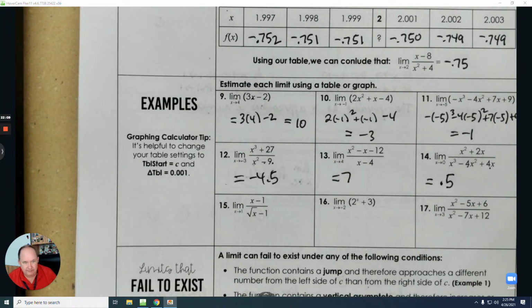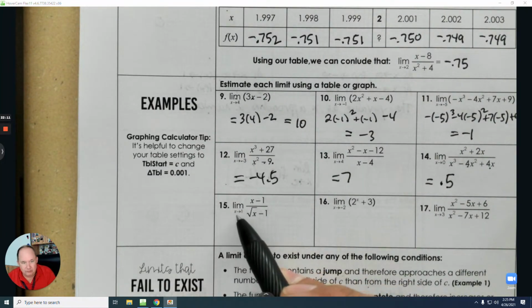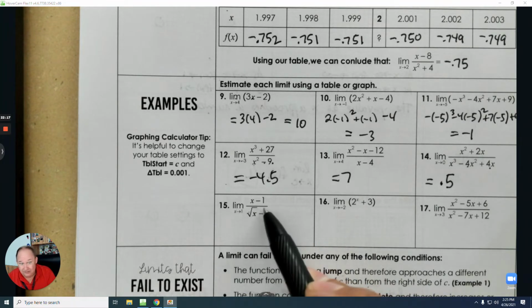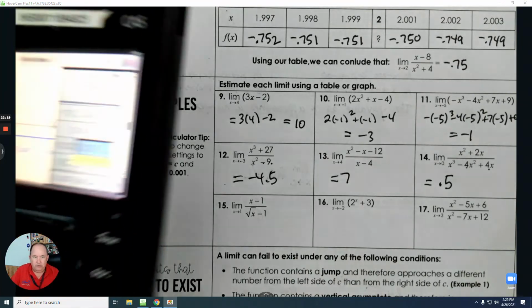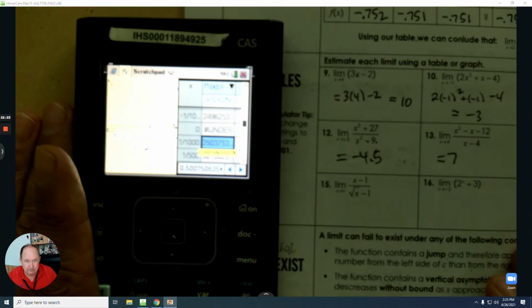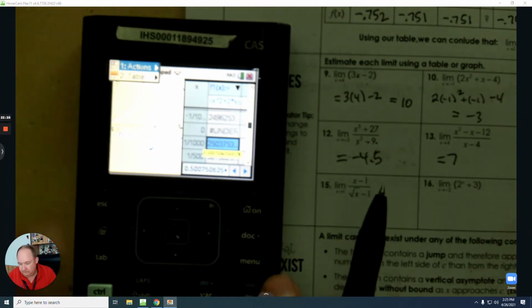All right, the limit as x approaches 1 of this. Again, at 1, the square root of 1 take away 1 is 0. It's undefined. It's not continuous. So we'll use a calculator to help us do a table to understand this better.